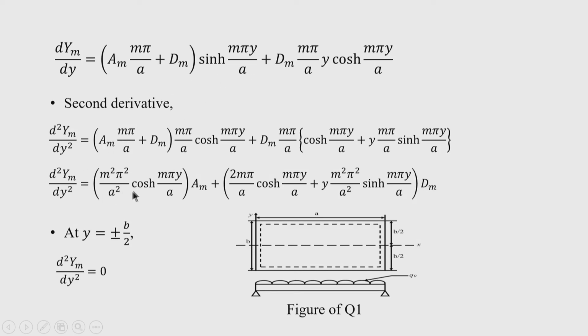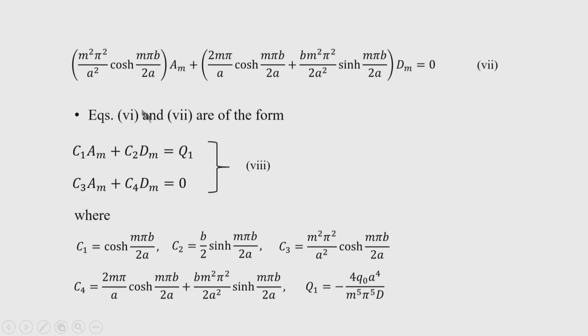imposing the boundary condition at y equal to plus b by 2 or minus b by 2, that curvature in the y direction is 0, because the edge y equal to 0, y equal to b is also taken as simply supported. That means here not y equal to 0, y equal to b, because the axis is taken running through the middle of the vertical sides. So, that means at y equal to plus b by 2 or minus b by 2, the edge is simply supported. So, substituting the boundary condition on the second derivative, we get this.